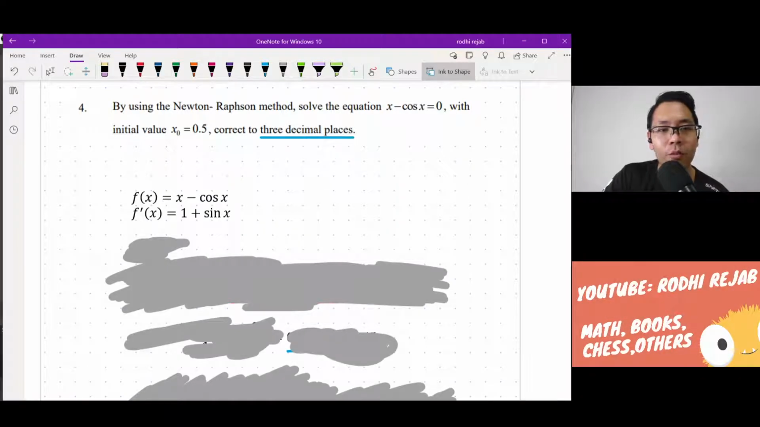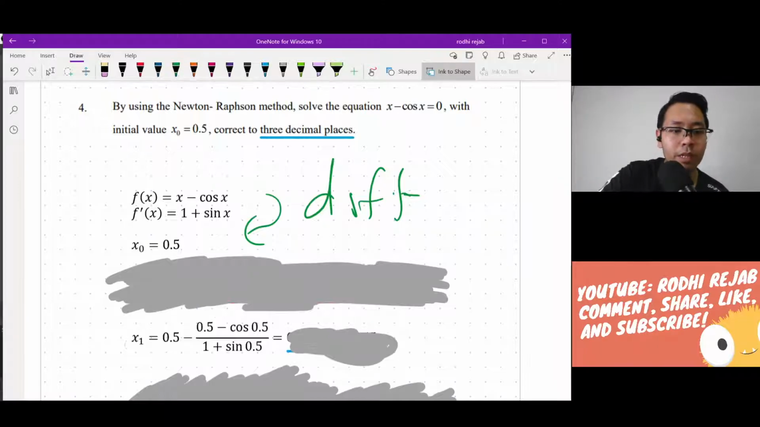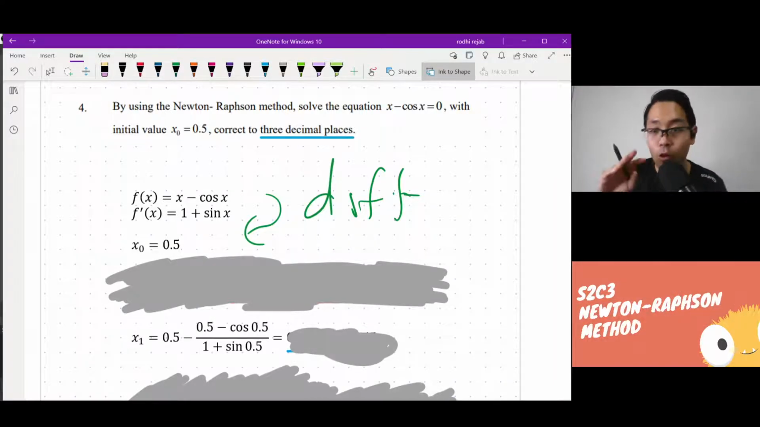Okay, so firstly, if you want to find the value by using Newton-Raphson, differentiate things first. Alright, so firstly we differentiate, and then we put 0.5 into the equation and put it into the calculation over here. You may pause the video, which I encourage you to do, and then you may press it into your calculator and see whether we get the same answer.